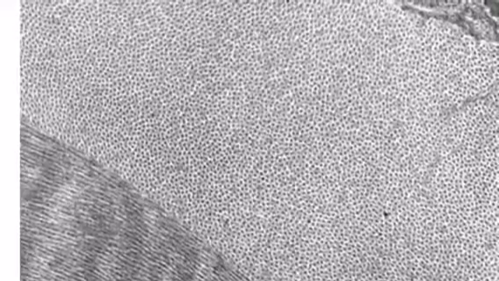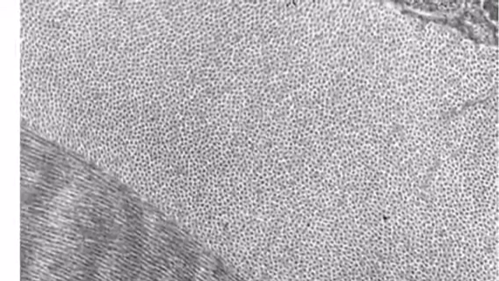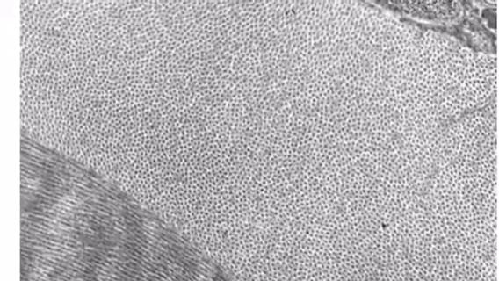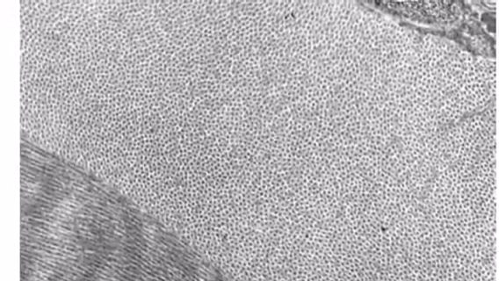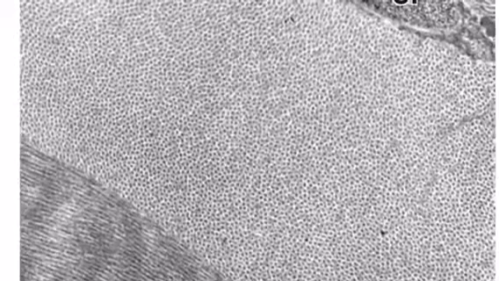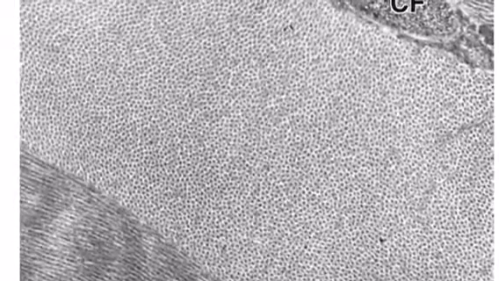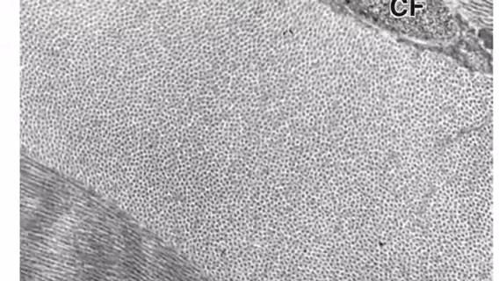This electron micrograph shows parts of three lamellae and a portion of a corneal fibroblast between two of the lamellae. Note that the collagen fibrils in adjacent lamellae are oriented at right angles to one another.